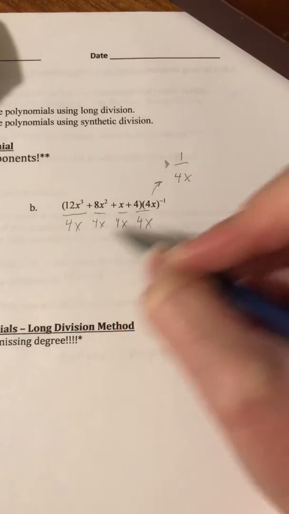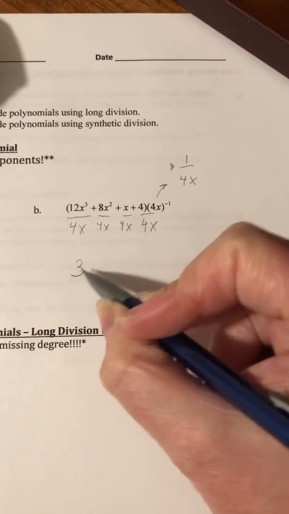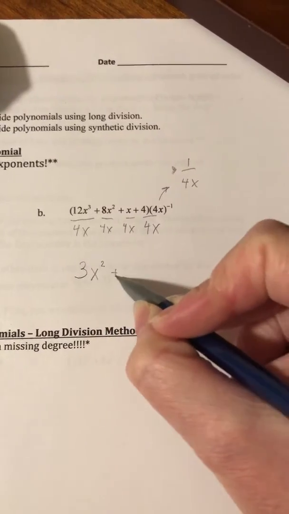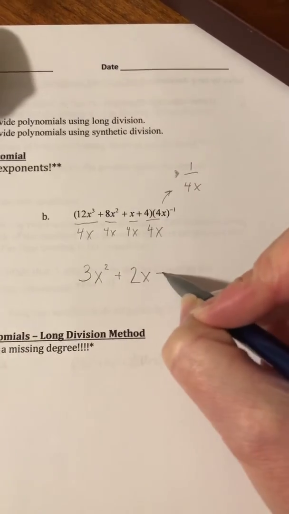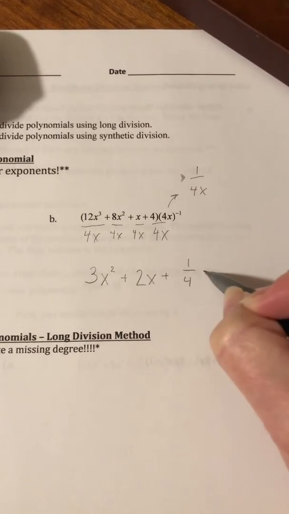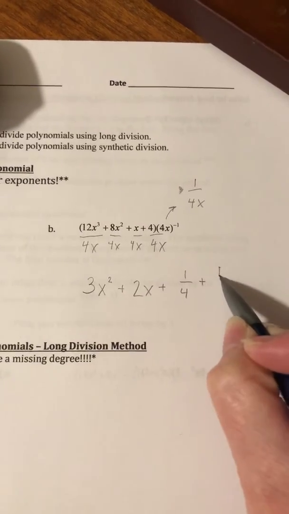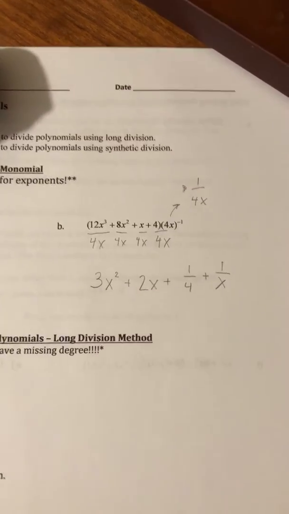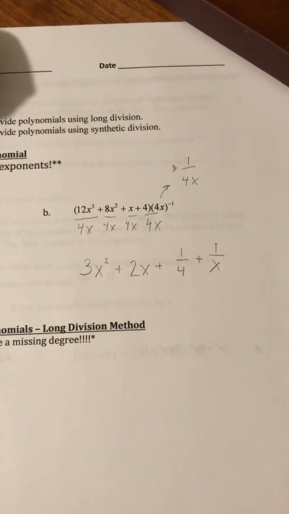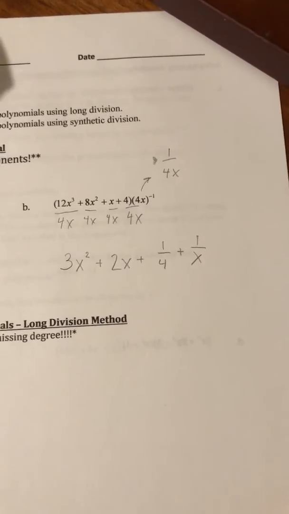Usually this is the one method that people forget how to do, dividing the polynomial by a monomial. So don't just sort of think, oh, this is easy, I don't need to worry about it, because this is the one area I see a lot of people forgetting. All right, then we have 3x to the second power plus 2x plus 1/4 plus 1 over x.